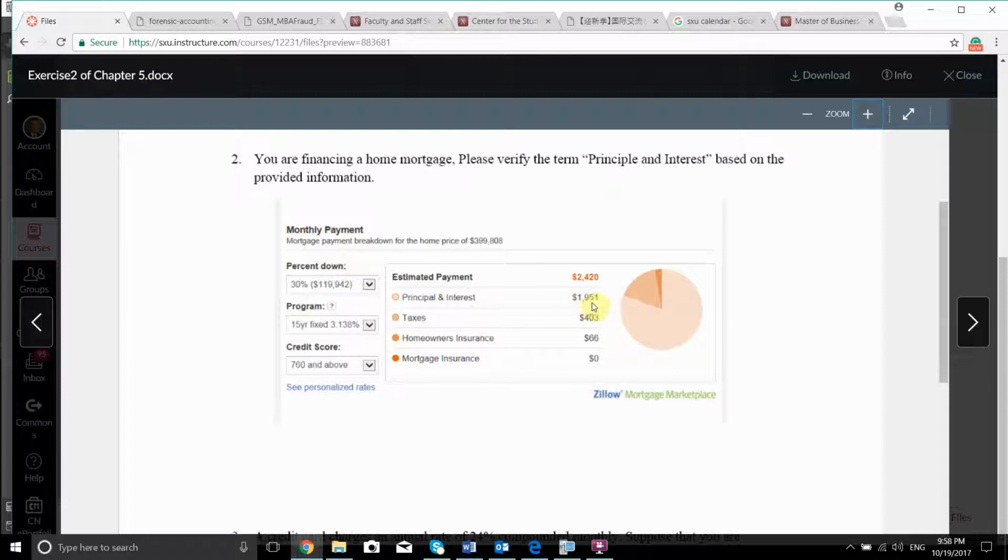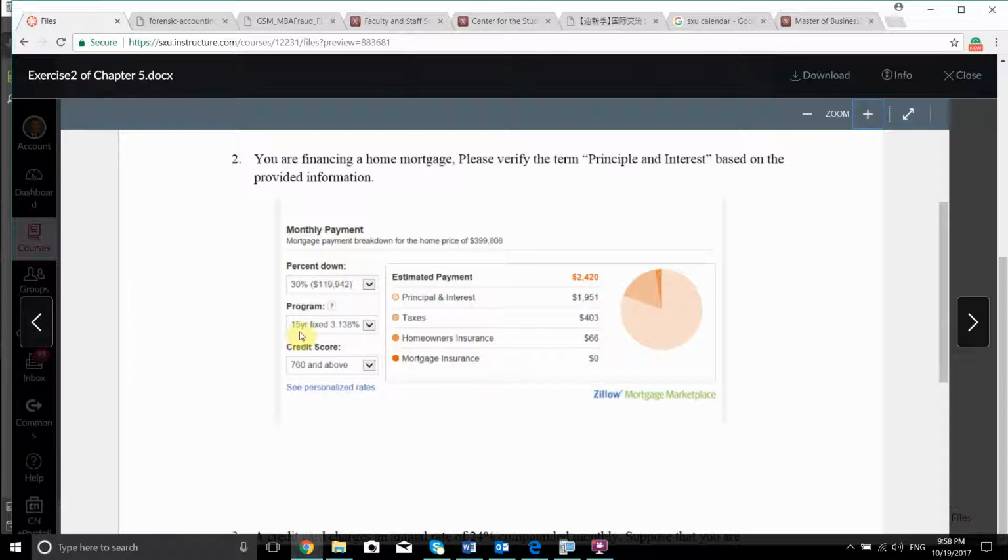That's your monthly mortgage payment. And the price you pay is $399,808, okay? So that's the house you buy, and that's the price of the house. And you are making a 30% down payment, okay? And 30% of this 399,000 is 119,000.